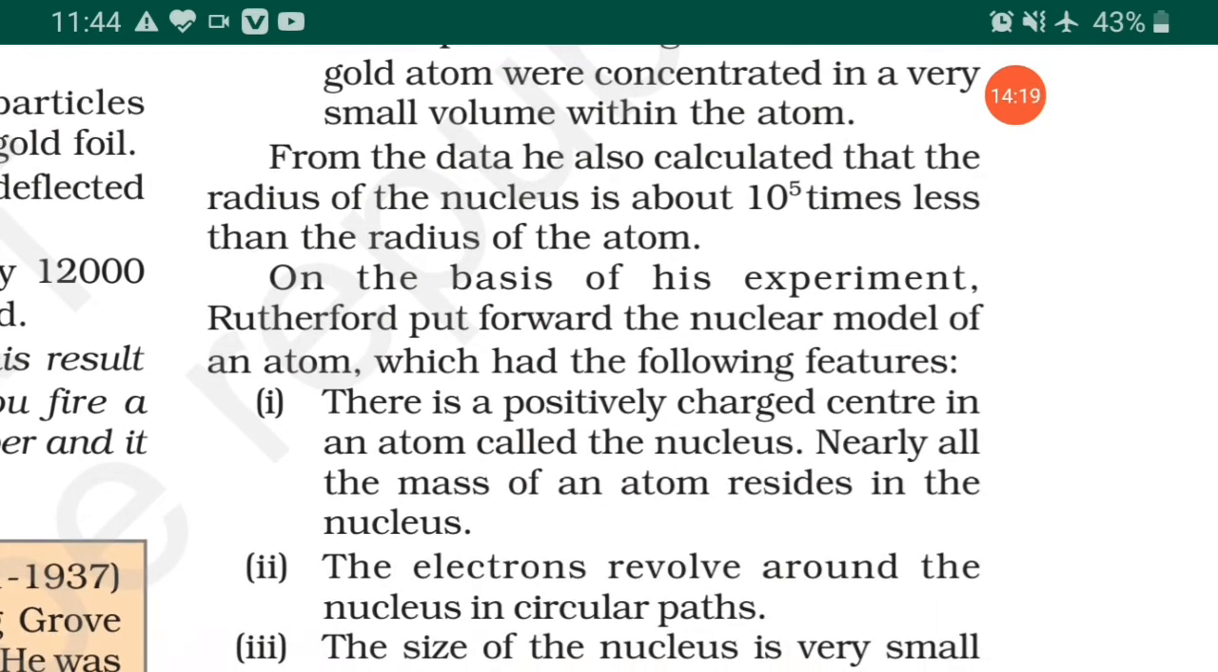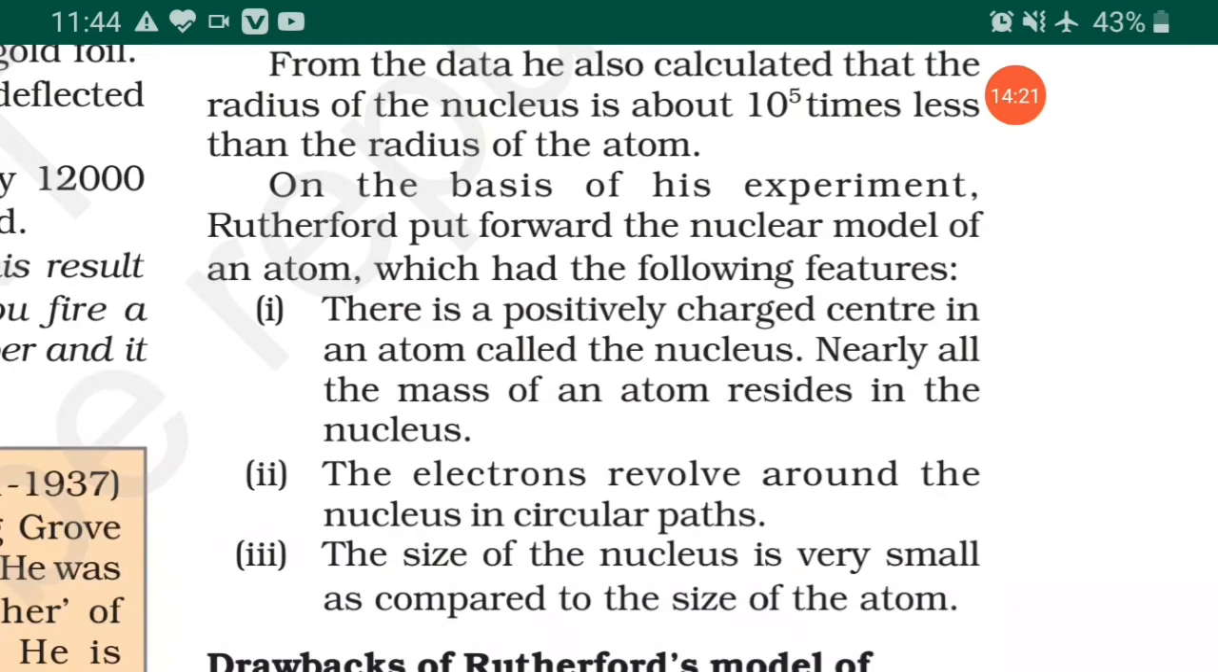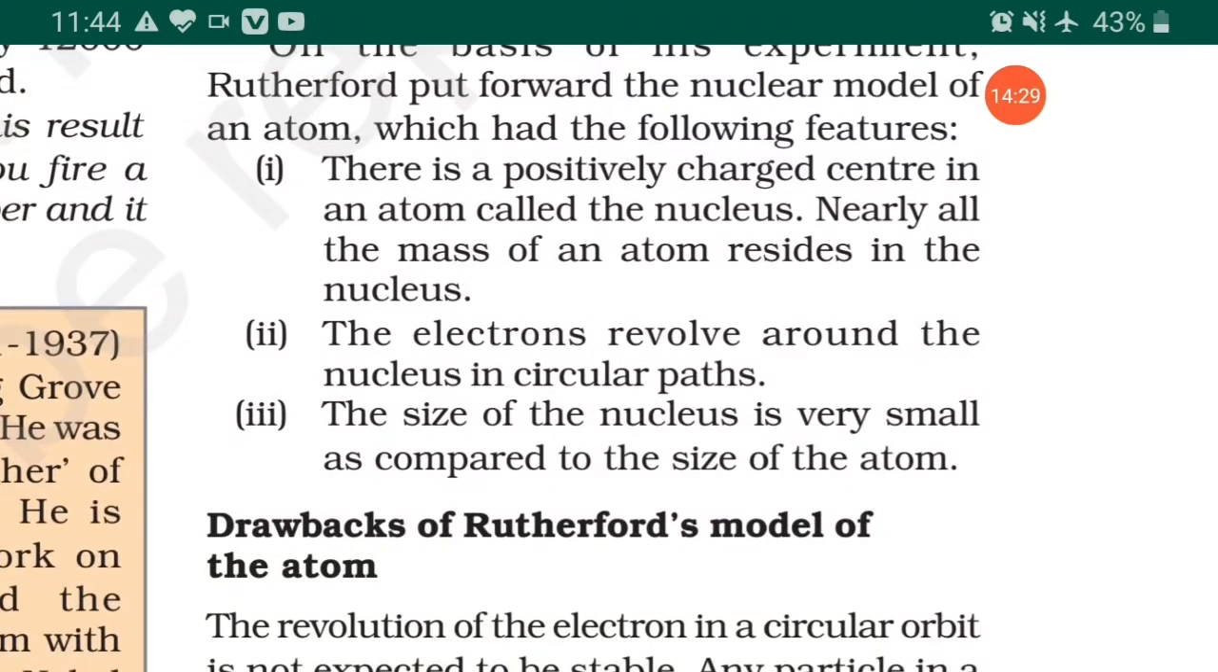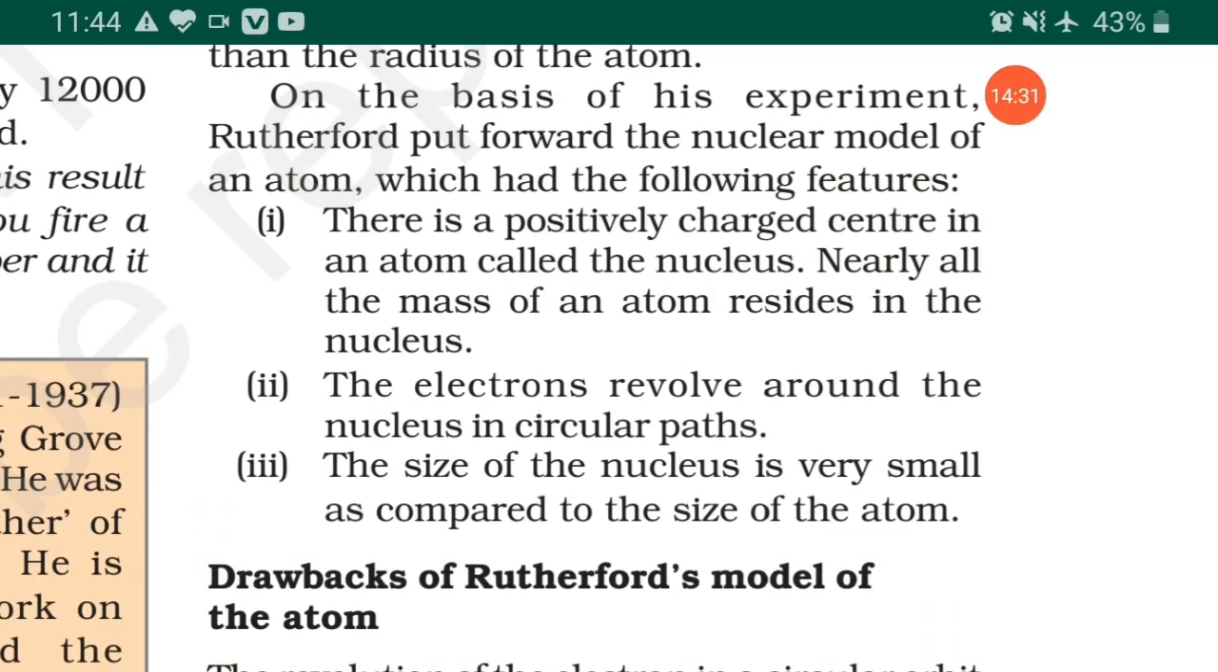On the basis of this experiment, Rutherford put forward the nuclear model of an atom. That is why he is known as the father of nuclear physics. And he gave the main points of the model of an atom.